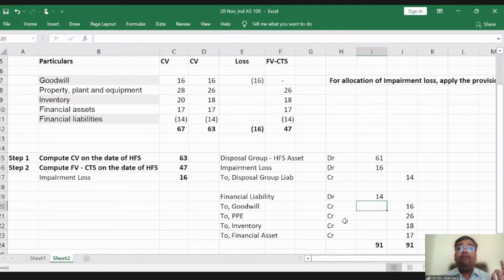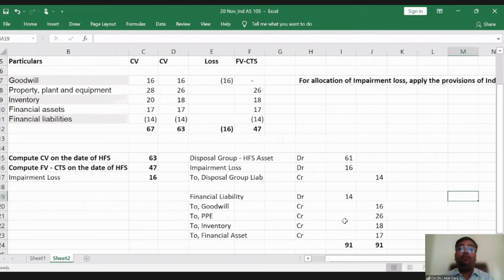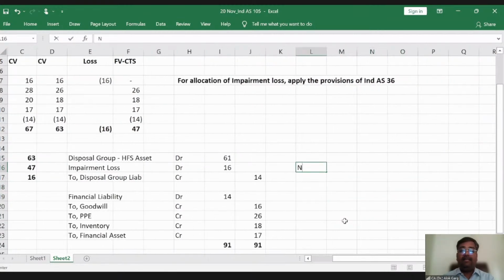So if it was an individual asset held for sale, what accounting entry would you pass? Tell me. You are passing NCA HFS debit, right, to PP. That accounting entry you are passing, and the difference goes to impairment loss, right?